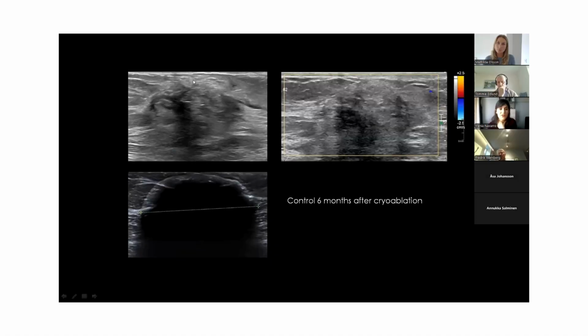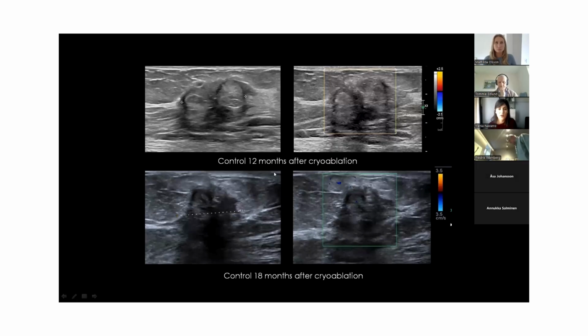6 months after, we see again fat necrosis area. If you see, it is the same shape and size than the ice ball we created during the procedure, and the same in Doppler sign. There is no vascular flow. The same forward 12 months and 18 months, fibrosis, fat necrosis, no vascular flow.